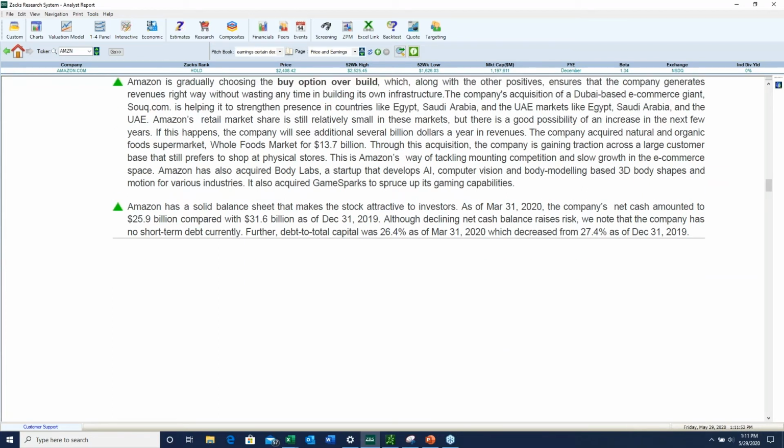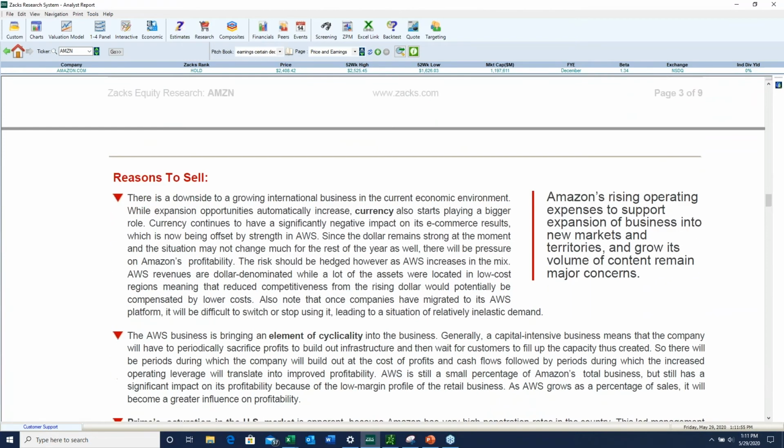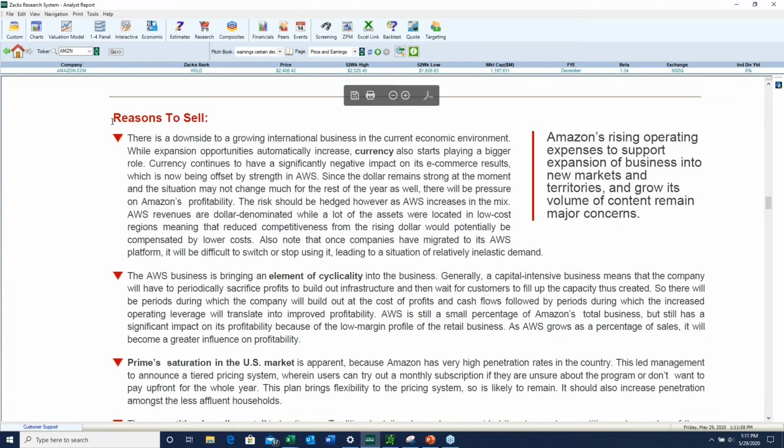But as with any company, it's not just positives. It's not just a rosy picture. There's also reasons to sell. And here are those points right here. So it really gives you and empowers you to understand what the key selling points are, but what the key bearish points are as well behind the company, and allows you to weigh the positives with the negatives to essentially determine whether the positives outweigh the negatives or whether the negatives outweigh the positives.